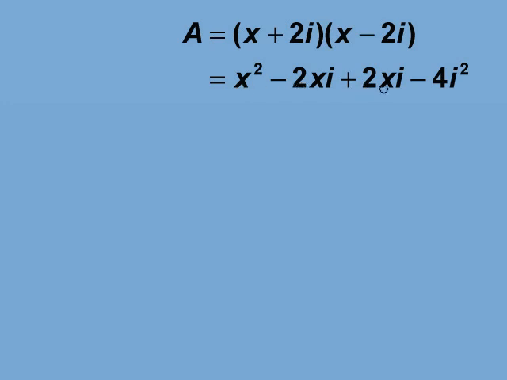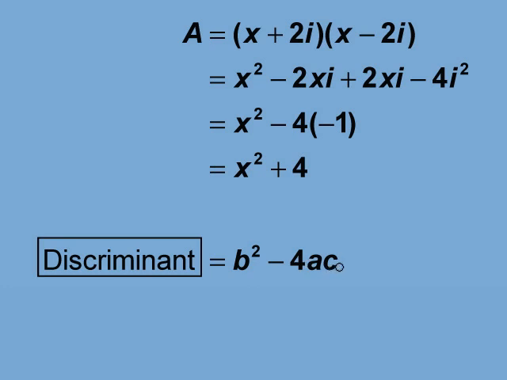You'll see that the linear terms cancel each other out, and the i squared term becomes a -1. This simplifies to x squared plus 4. Now we can calculate the discriminant. There is no x term, so the b value is 0. The a term of 1 goes here, and the c value of 4 goes here. As you can see, the discriminant is a negative number, which means that the quadratic has complex roots. And as we saw from the original factored form of the quadratic, these are the complex roots.